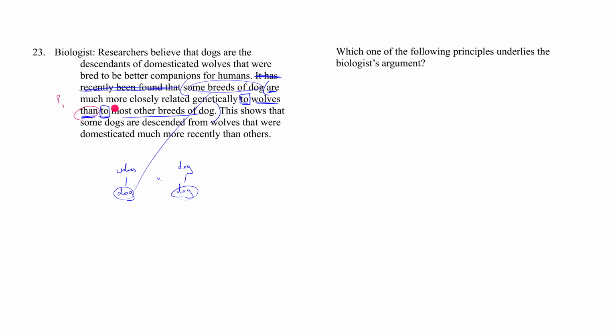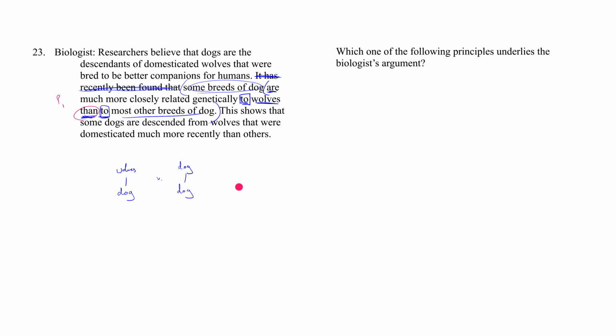In the first run through of this, some breeds of dogs are much more closely related genetically to wolves. That's this. We're comparing it to what? See, you have to restart because this part doesn't make sense unless you read it like this. Some breeds of dogs are genetically related to most other breeds of dogs, right? Genetically related to wolves, genetically related to most other breeds. That's why there's two of these twos here, because you have to read it from here again. So that's why the comparison here is how close this dog is related to wolves versus how close is this dog to other breeds of dogs.